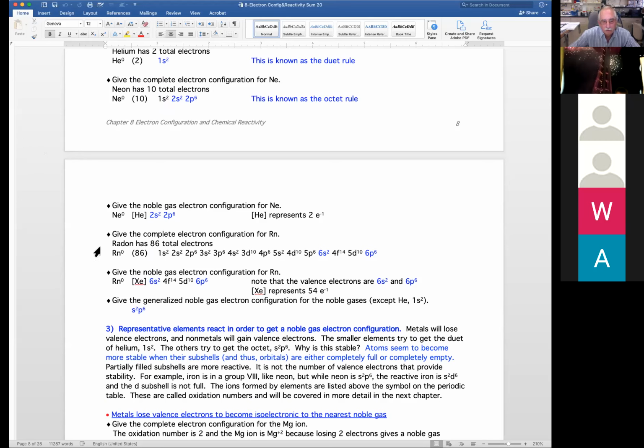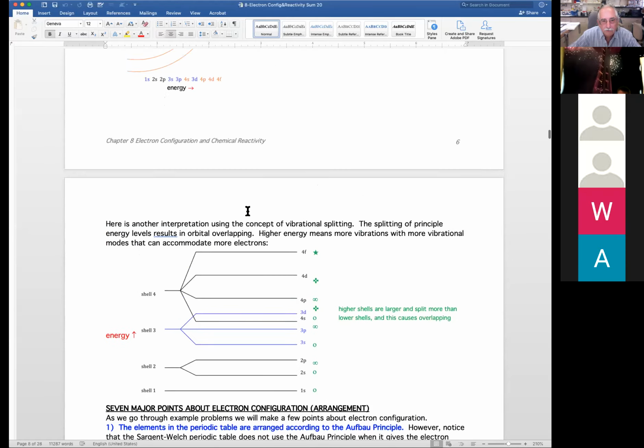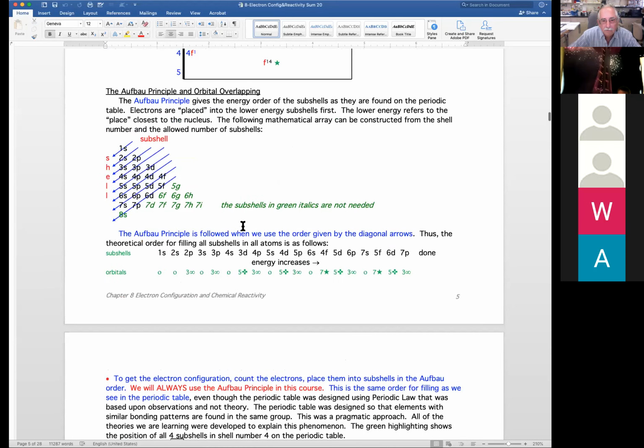What about radon? Well, that's a big one, okay? So 86 total electrons, so here's how the arrangement would be. Notice what comes after the 6s2? The 4f. How do I know that? If you're looking at the periodic table, it's pretty hard to discern that. But if you go back to the Aufbau principle, that's how you would figure that out. There may be cases when you're doing homework problems where you need to draw this out so you can figure out what this is.